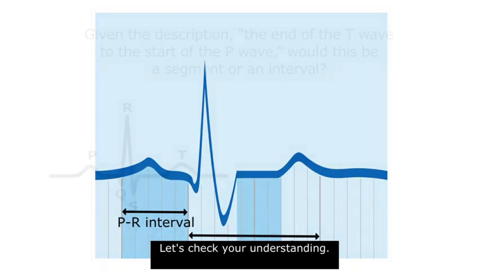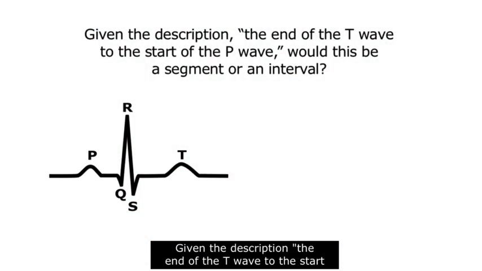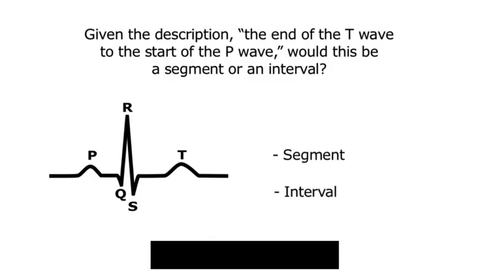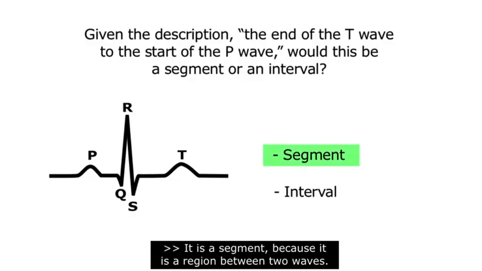Let's check your understanding. Given the description, the end of the T wave to the start of the P wave, would this be a segment or an interval? It's a segment because it's a region between two waves. There are no waves between the T wave and the P wave.